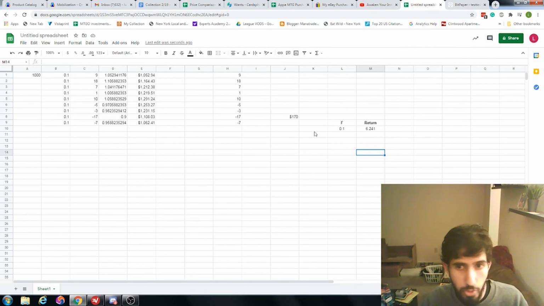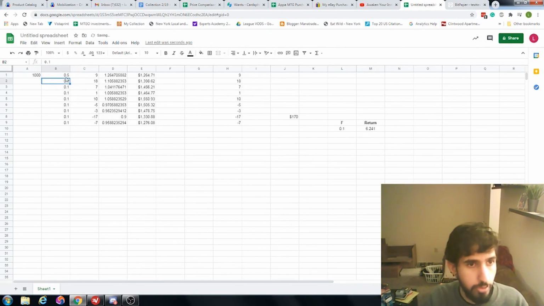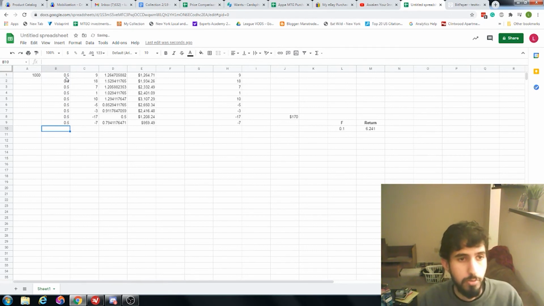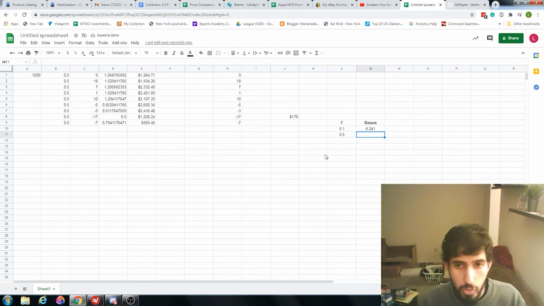So if we choose 0.1, this is our return, 6.241%. What if we choose something like 0.5? So I'm going to put 0.5 in here. Now we actually lose. So we actually lost money here. If we choose an f of 0.5, where we're willing to bet half of our portfolio on each trade, we actually end up with a negative return. So this looks like a negative 4.051%. Okay, so we've gone too far, so let's try 0.4.